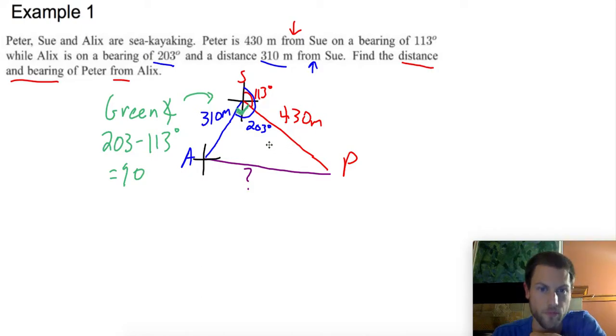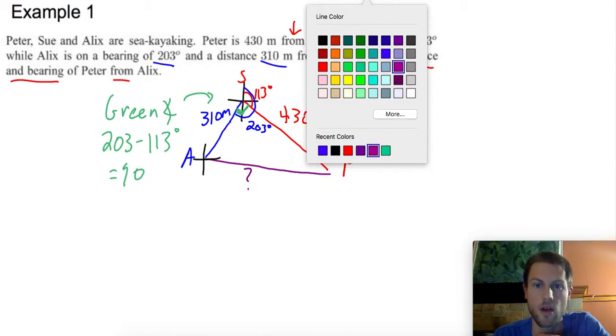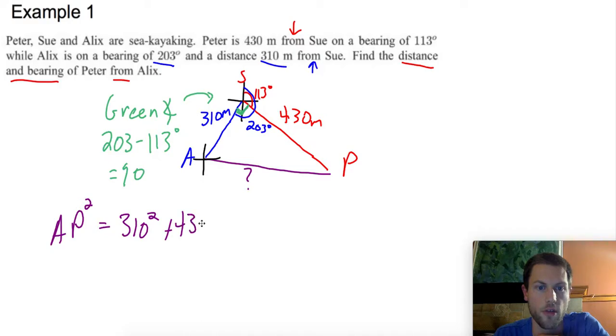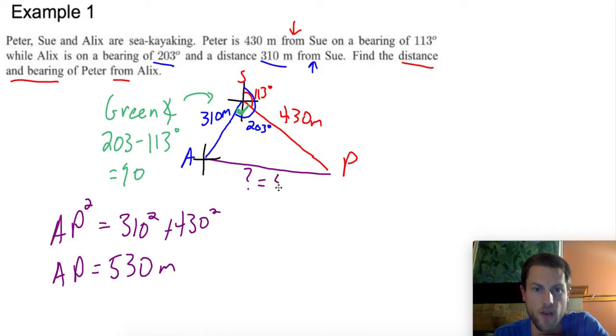That's pretty helpful. So what that means is if I wanted to find this purple length, that's going to be just the Pythagorean theorem, since this is a right triangle. So let's say that the distance from Alex to Peter squared is going to equal 310 squared plus 430 squared. And if we do the Pythagorean theorem out, we take the square root of the sum of these things. This comes out to be 530 meters. So that's great. That's 530 meters done. So the next piece, that's my distance. The next piece is to find the bearing.